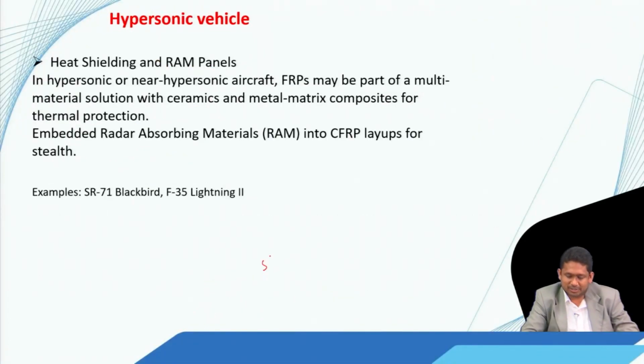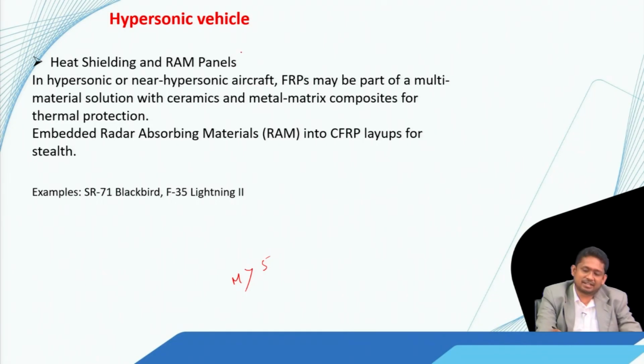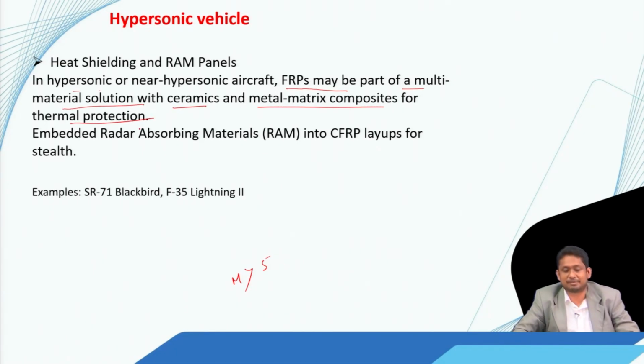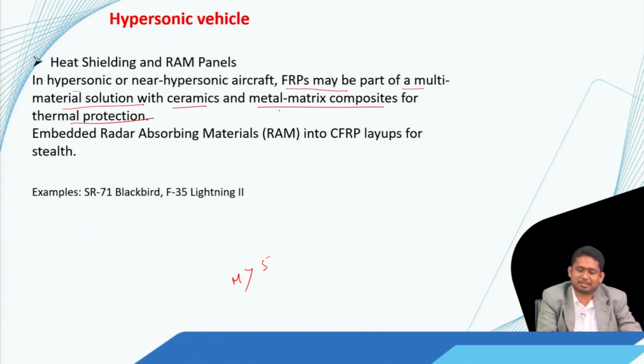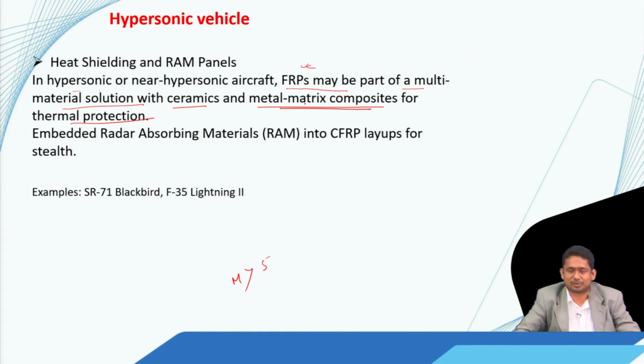Hypersonic, something beyond Mach number 5, we call the hypersonic regime. There heat shielding is involved. In hypersonic or near hypersonic aircraft, FRP plays a big role. It is a part of a multi-material solution with ceramics and metal matrix composites for thermal protection. Thermal protection is very important here, so the solution lies in choosing multiple materials. There are ceramics and metal matrix composites along with FRP to give that protection. Some of the examples are these.